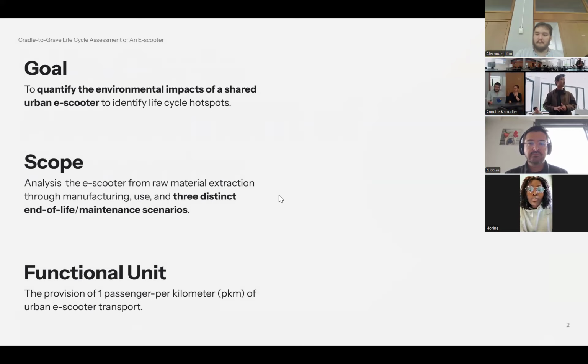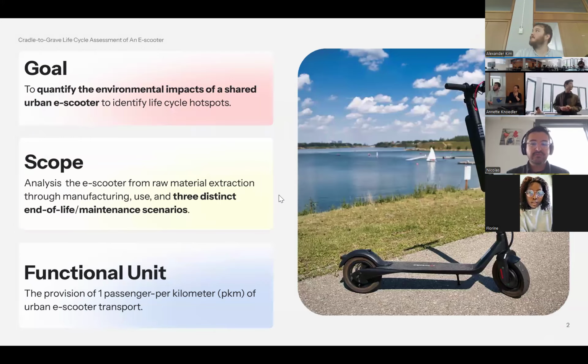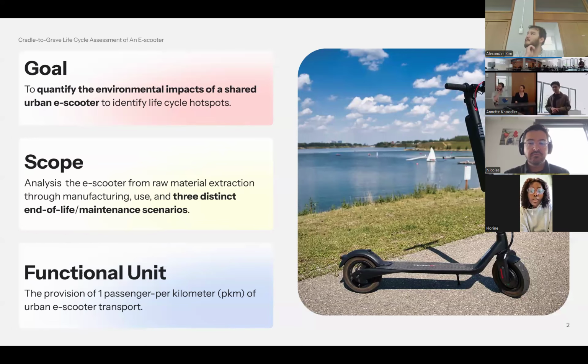Hi everyone, my name is Florine, and like Hassan mentioned, our project is the life cycle assessment of an e-scooter. The goal is to quantify the environmental impact of a shared urban e-scooter to identify the life cycle hotspots with a comparison of different scenarios. The scope is the analysis of the e-scooter from raw material extraction to manufacturing, use, and the 3 different end-of-life maintenance scenarios. The functional unit is the provision of 1 passenger per kilometer of urban e-scooter transport.